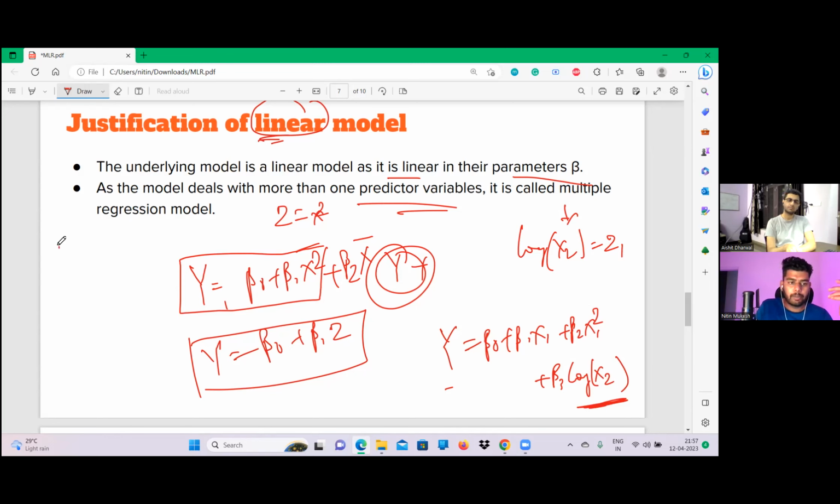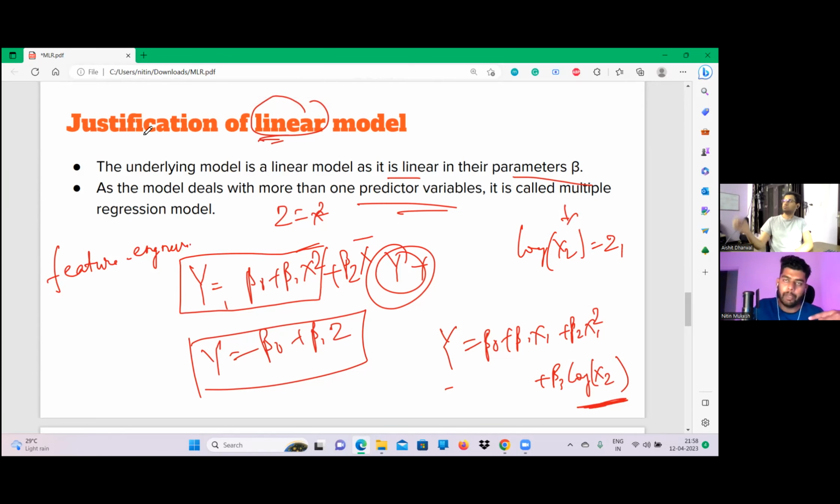There is a special term for this called feature engineering. In feature engineering, we combine different features to create new features. We may use some transformation, we may use addition, subtraction, or any particular operation on two variables to create a third variable. That is the same thing. So it is not going to be non-linear regression. It is still linear regression, and we're still talking about a linear model.